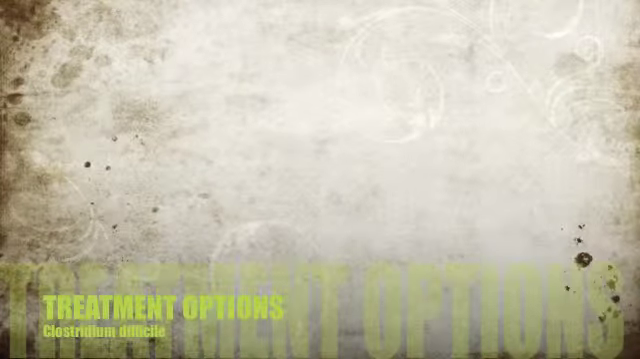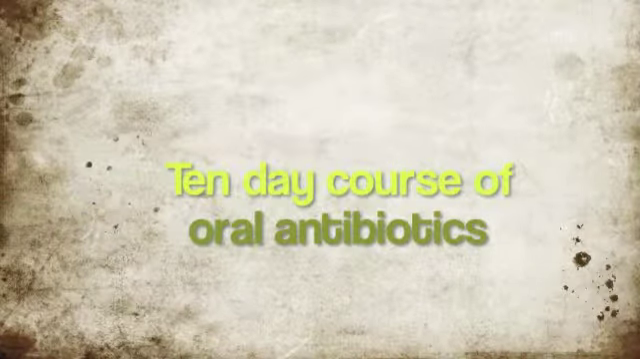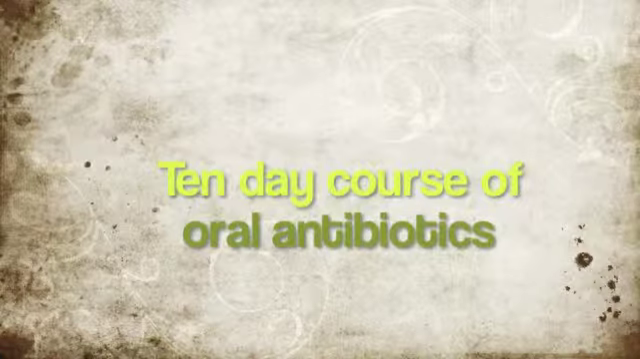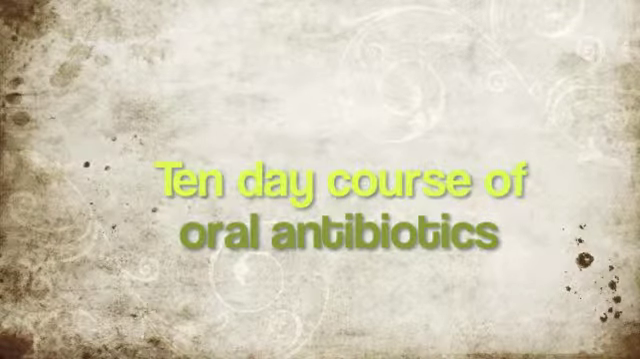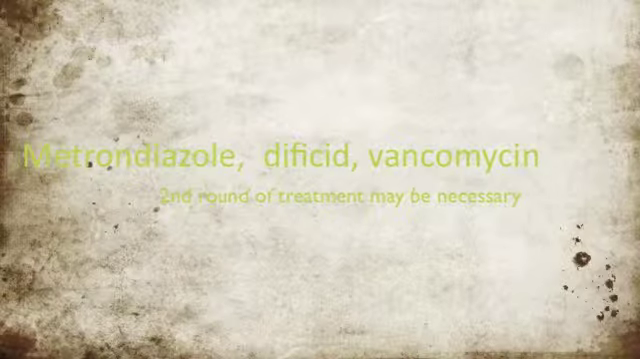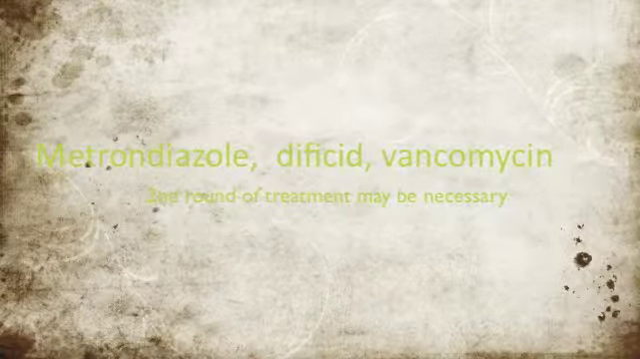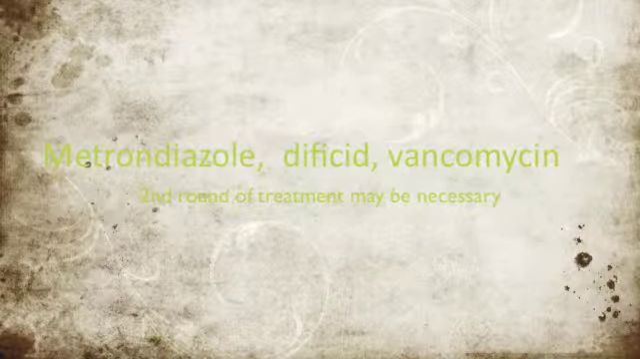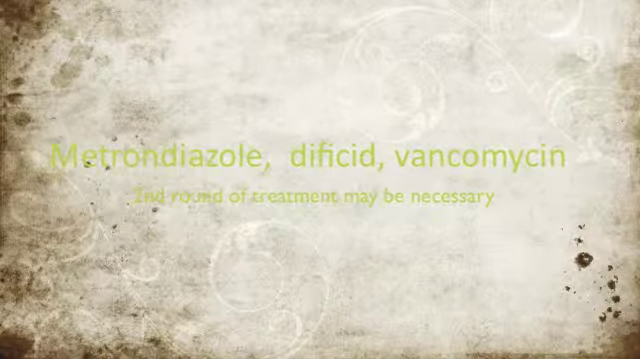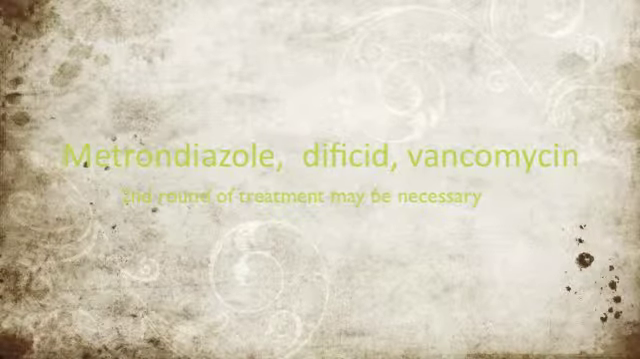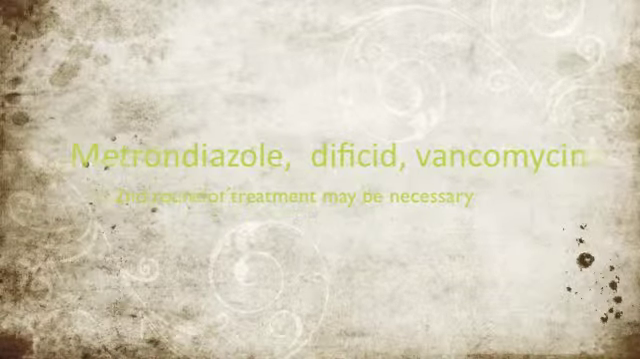C. diff can be treated in a few different ways. The first and most common way is through a 10-day course of oral antibiotics. Metronidazole is usually tried first, but if that is not effective, then Difficid or vancomycin would be prescribed. Patients can expect to see their symptoms improving around 72 hours of starting their antibiotics. Sometimes antibiotics may not be effective and the patient's diarrhea may temporarily return. In 25% of cases, a second round of antibiotics may be needed to be fully cured.